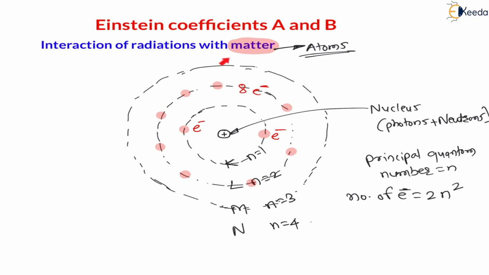Similarly, in the M orbit, the principal quantum number is 3, 3 squared is 9, into 2, 18. In the M orbit, there will be 18 electrons. This is the maximum possible number of electrons, right?